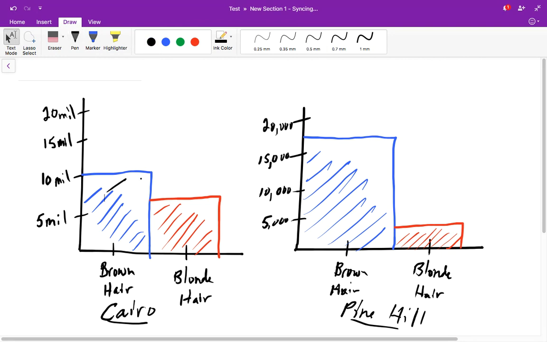And you're not wrong with that, because, yes, there are more people. However, in this one here, there's a higher percentage of people that have brown hair in Pine Hill. So it allows for us to then look at these two different cities, one that's way larger than the other, on equal playing ground. All right, and let's go through what we need to do for that.